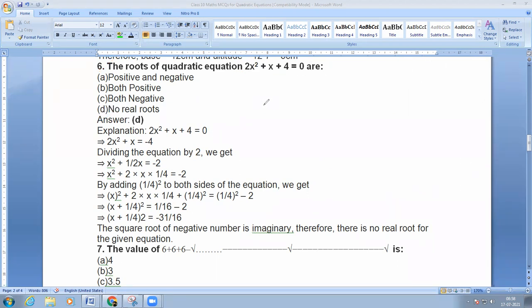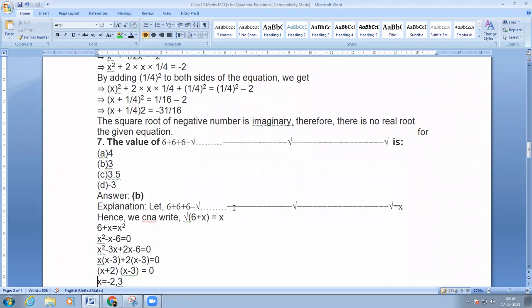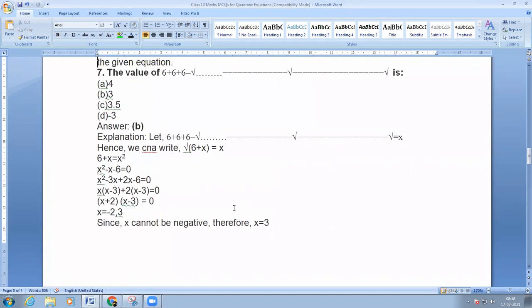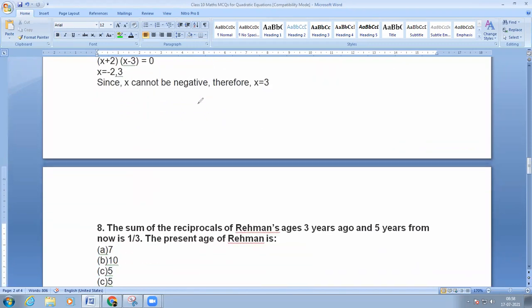Next is your question number 7. So we are moving to question number 7. In this, the question is not clear. So we are leaving this question and moving to question number 8.